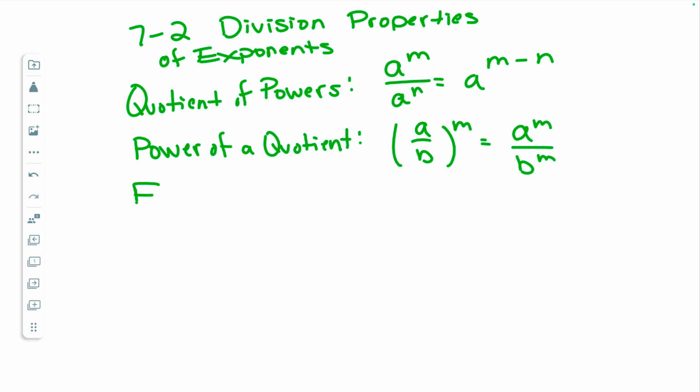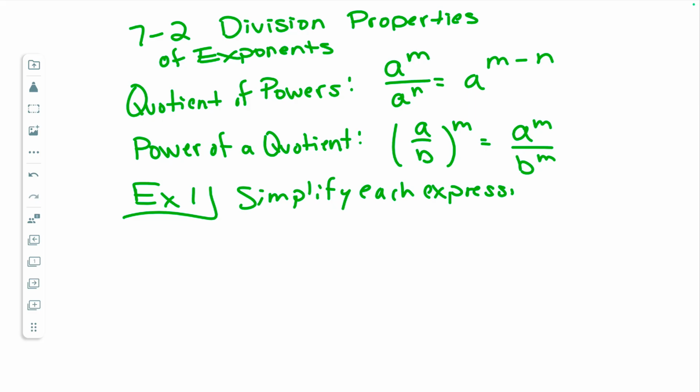Example 1. Here's our first one. 16 x to the 8th y to the 6th over 2 x to the 5th y to the 4th. All right.